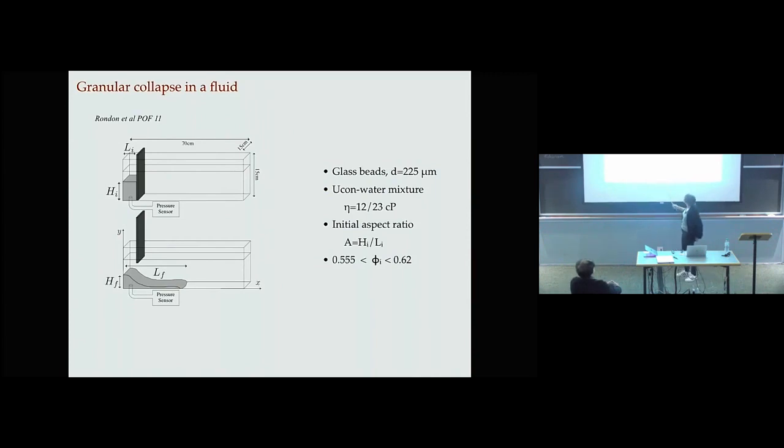And what we do is simply a granular collapse. So we use glass beads, which are about 200 microns. We use a viscous fluid because we don't want any inertia. And we can change the initial aspect ratio, and we can change the initial packing fraction.